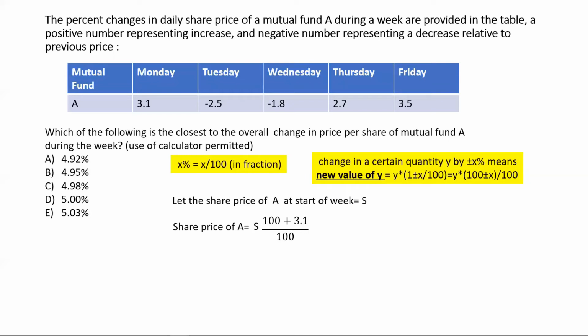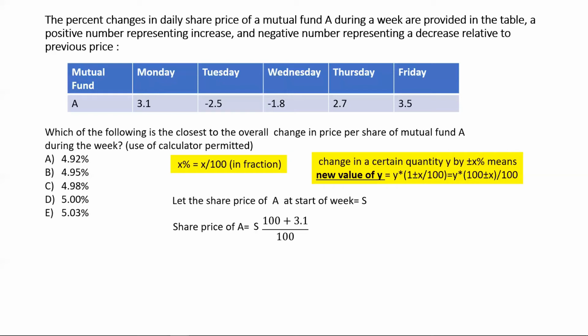Now let's consider what the share price would be at the end of Tuesday. Well, on Tuesday the share price decreased by 2.5%. But this decrease was relative to what, right? This decrease was relative to the share price at the end of Monday. So that was the previous price, right? So it's a 2.5% decrease, but relative to the price not at the start of Monday, but the end of Monday. And what was the share price at the end of Monday? Well, we already have that, right? It's S multiplied by (100 + 3.1) divided by 100.